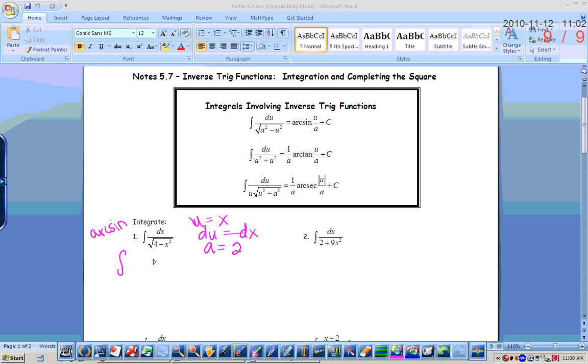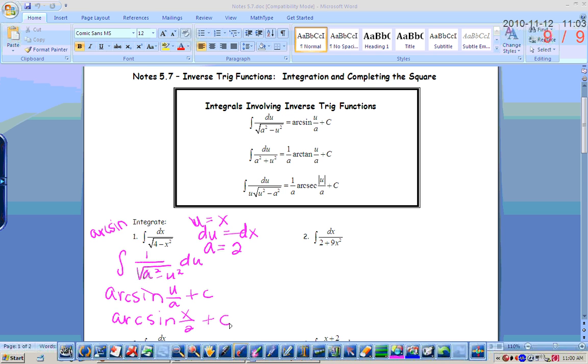So I'm going to rewrite this using u's and a's. So dx is du, and you could write it as 1 over the square root of a squared minus u squared, with the du over to the side instead of up on the numerator. So this is going to be the arc sine of u over a plus c. And then you fill in your u and your a. So it's the arc sine of x over 2 plus c. Now that one, you didn't really have to have the u substitution here, but I just wanted to talk you through it.